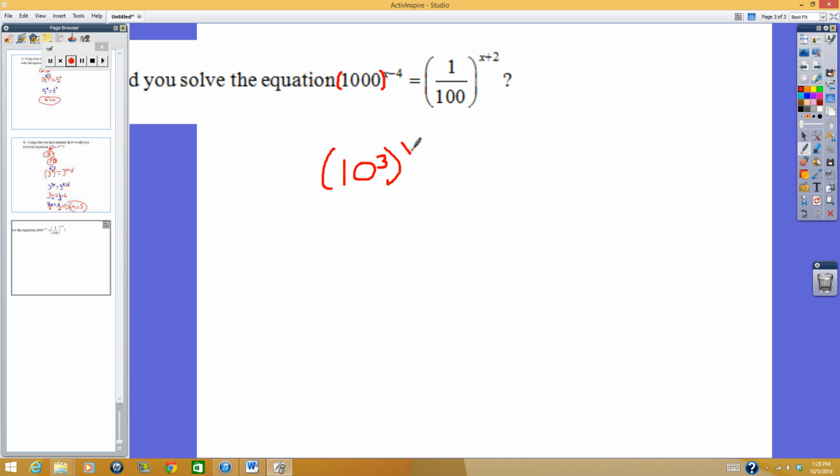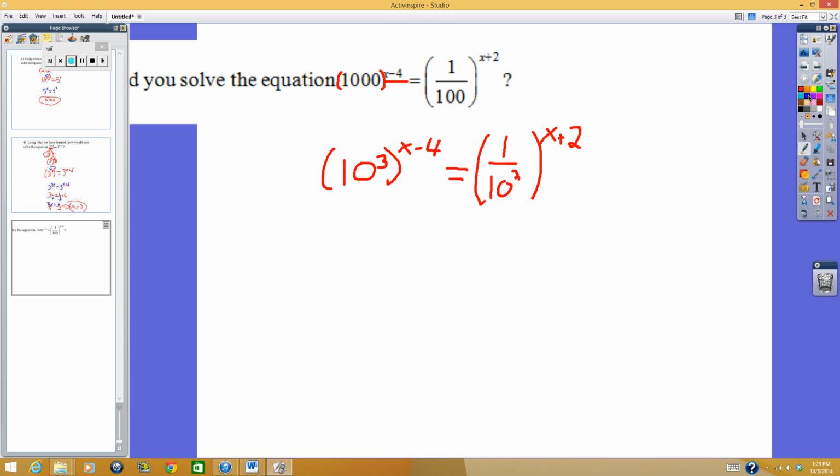And mind you, you can get that by breaking it down also with our factor tree. Equals, kept that exponent the same. On this side, I'm going to keep that big parentheses, 1 over, instead of 100, that has 2 zeros, so that's going to be 10 to the second power, x plus 2.